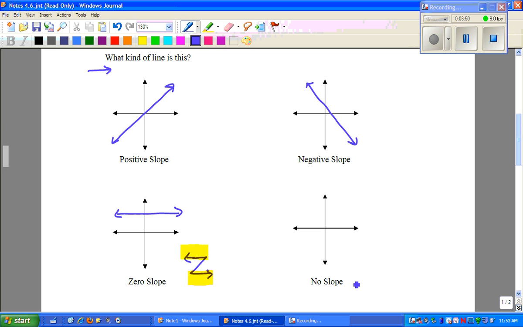Which then, no slope, or undefined, would be a vertical line. And how do you think I remember that one? Because an N for no slope, what kind of lines does it need to be created? Right here, which are vertical. So it's something that you have to memorize, just like you have to memorize the formula.